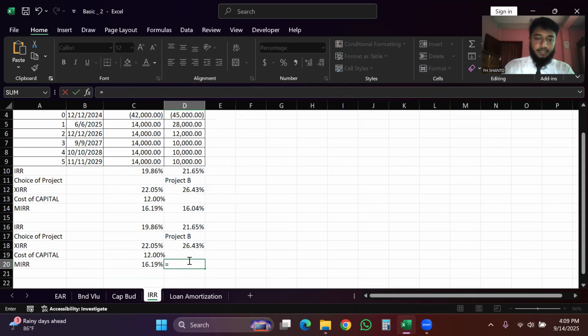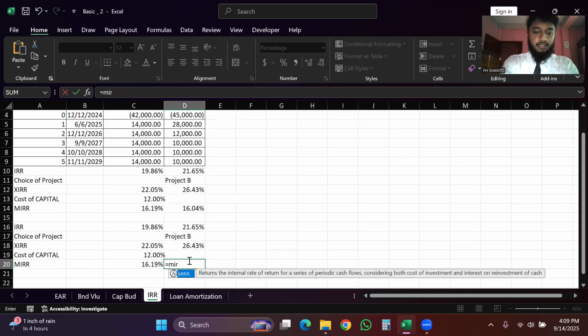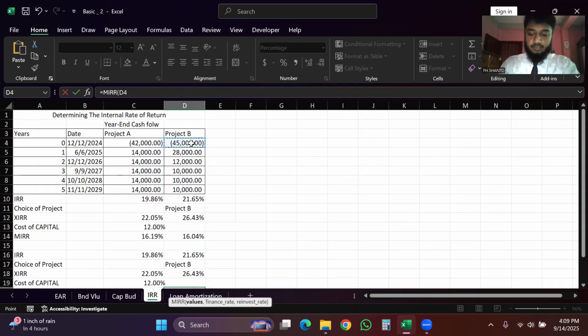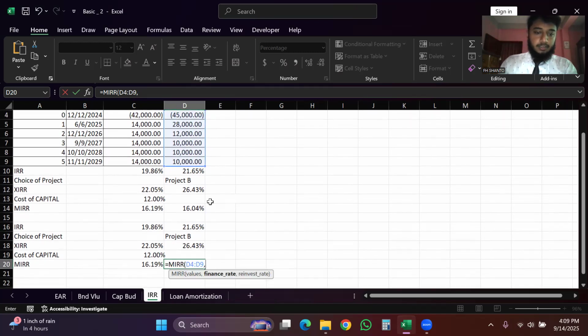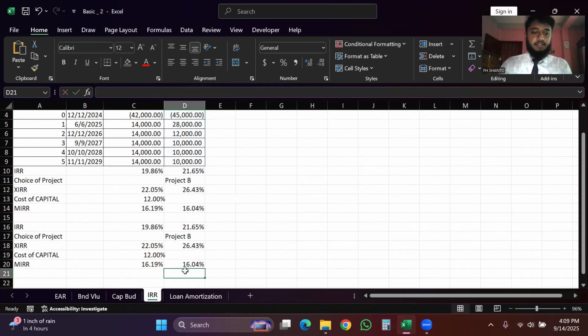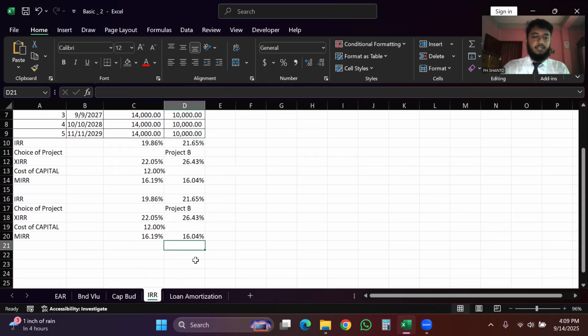The same way we can find out for project B by equal to MIRR. We select the project B values, then comma, and the financial rate, its cost of capital, and the reinvest rate, both are the same. Here you can see 16.04%. See, that is quite easy.